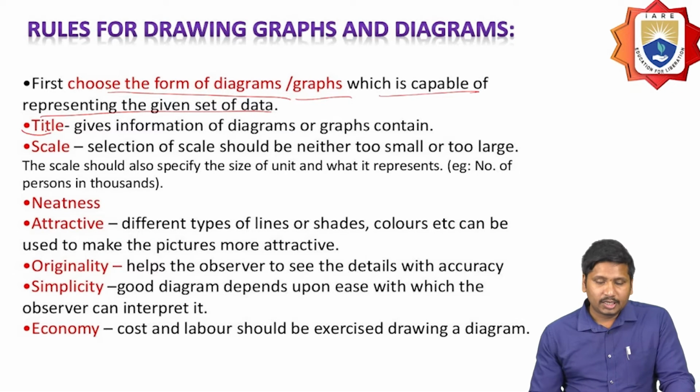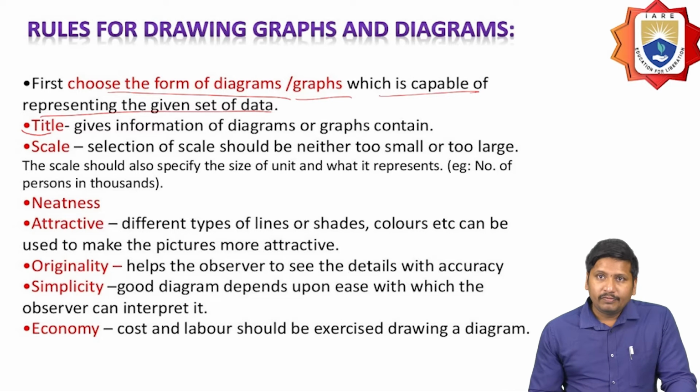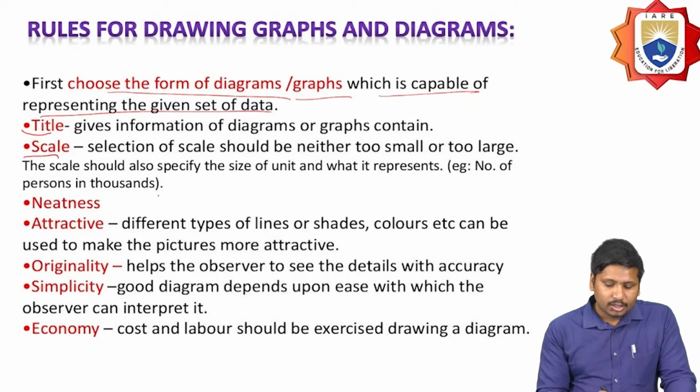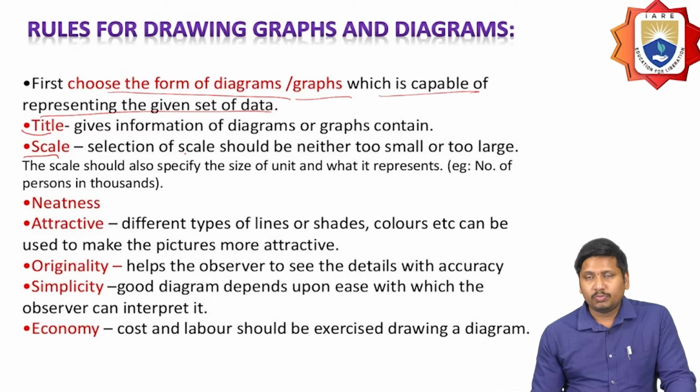The next one is the title. The title should give brief information about what the diagram or graph contains. Then the scale: the selection of scale should be neither too small nor too large. The scale should be precise, along with the size of the unit and what is going to be represented, for example, number of persons in thousands. So the scale should all the time be neither too small nor too large.